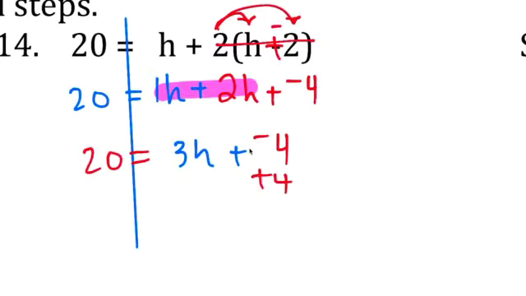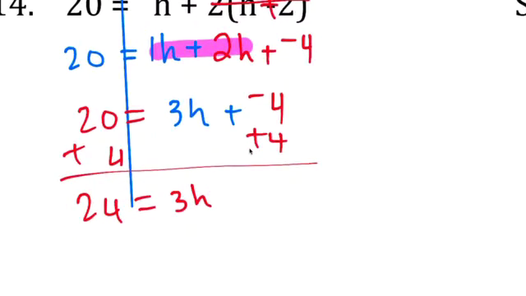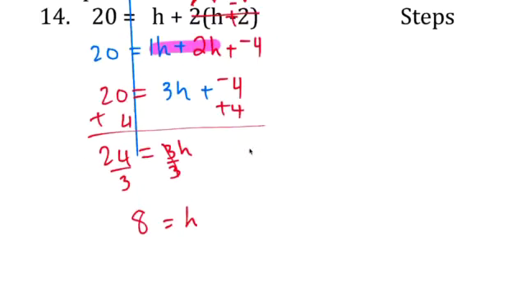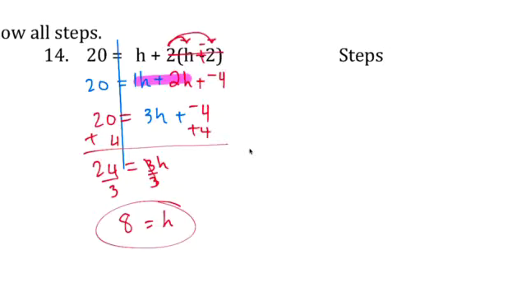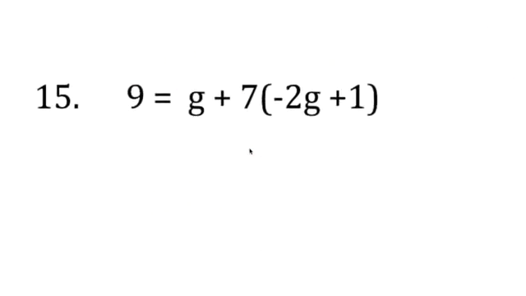Add 4, that's 24 equals 3h. Divide that by 3, divide that by 3. h is equal to 8. That's your answer there. And this one here, invisible 1, distribute.